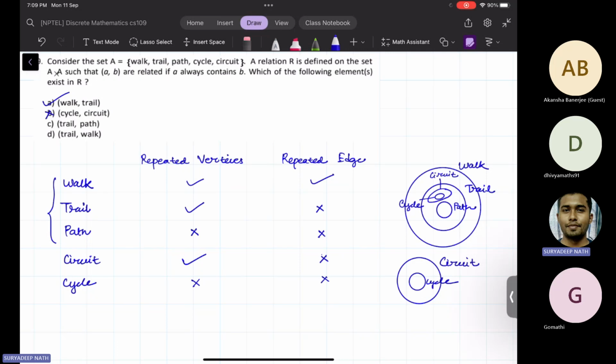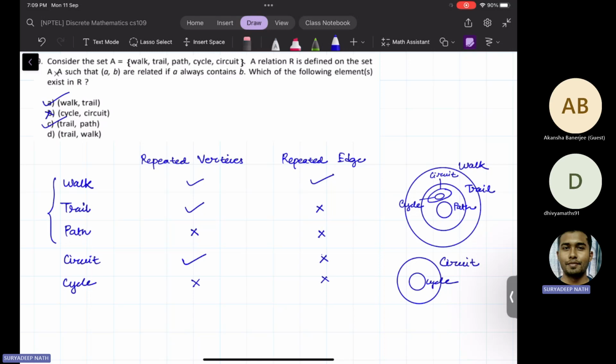Similarly, option C, trail contains a path. As you can see, the trail is the bigger set and within it path is contained. So trail contains path, so option C is right. Does a trail contain a walk? No, because walk is the bigger set and trail is the smaller set. So option D is also not right.